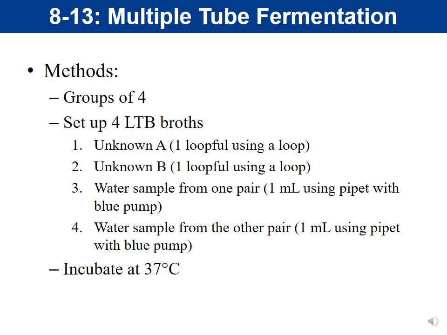And so what you would do is for this one, you would transfer 1 milliliter using a serological pipette. So again, that goes back to the earlier diagram where I showed you that when you dilute the water, you take out 1 milliliter and you put that into the LTB broth. And so you make that transfer using your serological pipette. You and your partner would do that, and the other pair in your group of 4 would do their water sample. So you would end up with 4 LTB broths per group of 4.